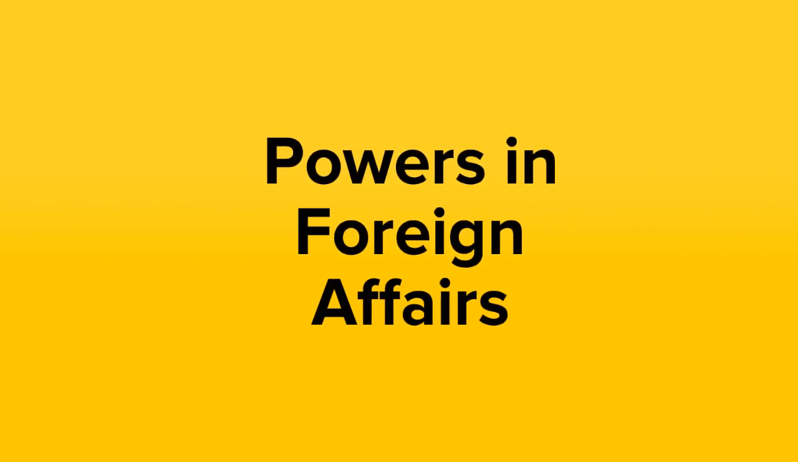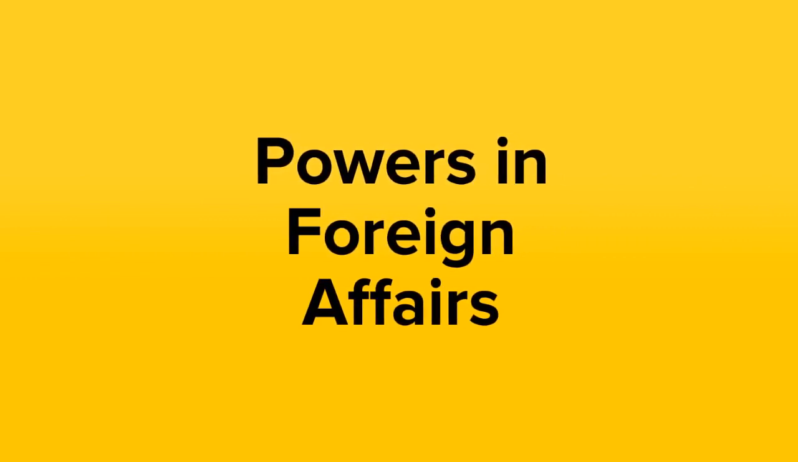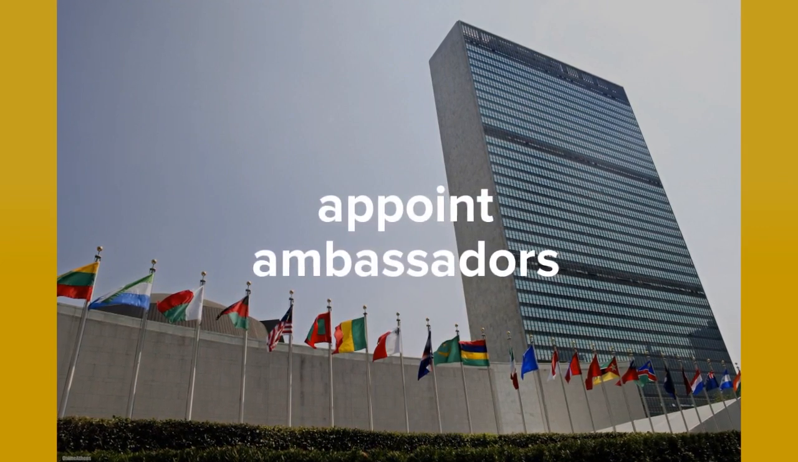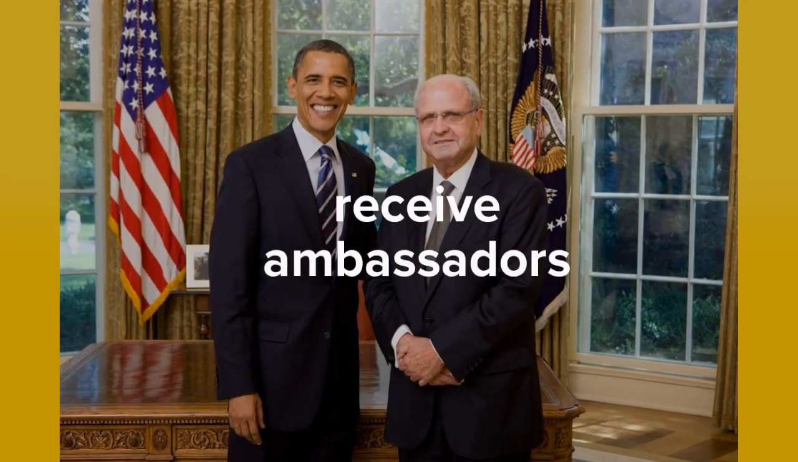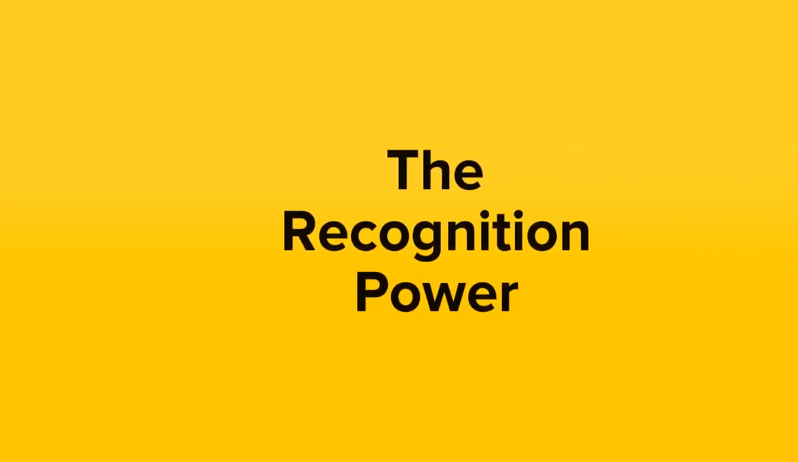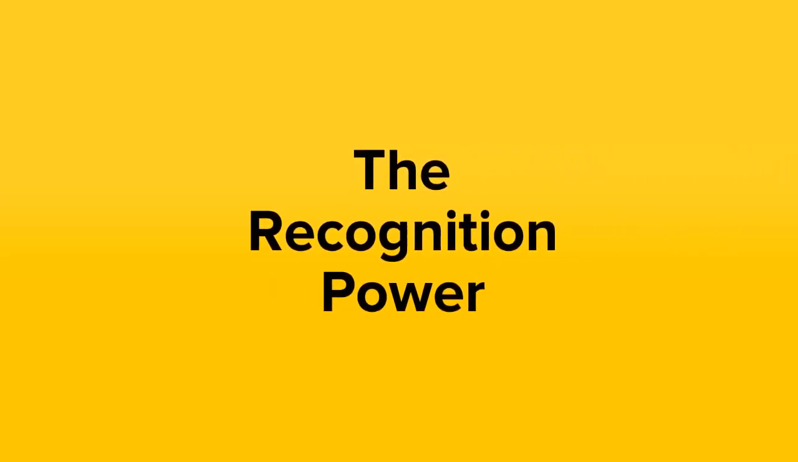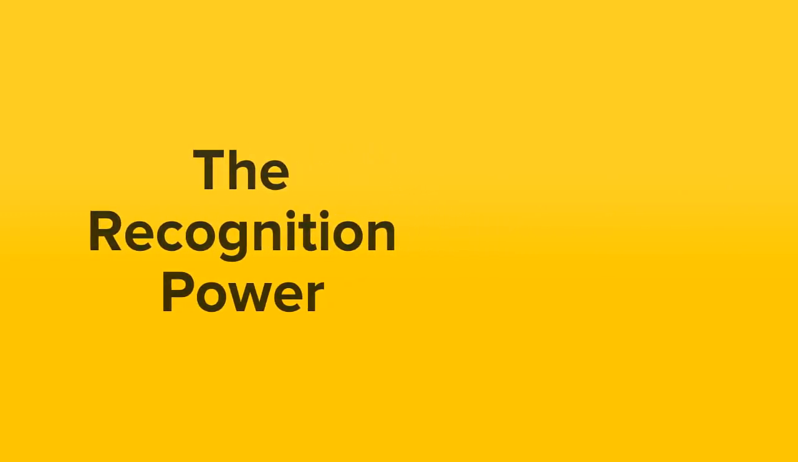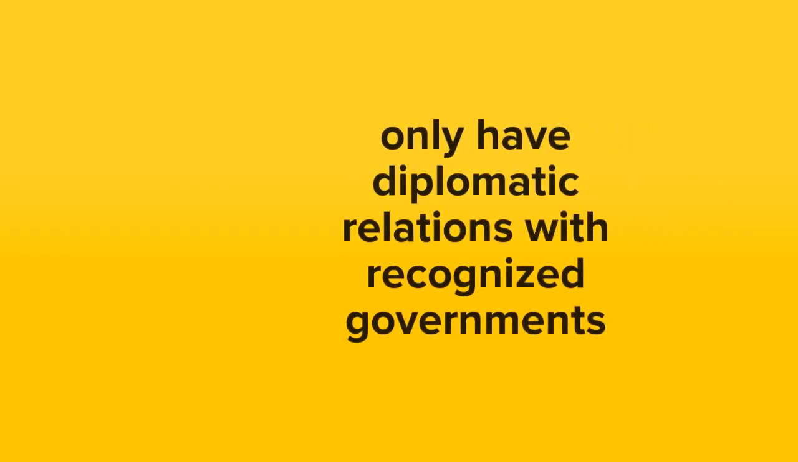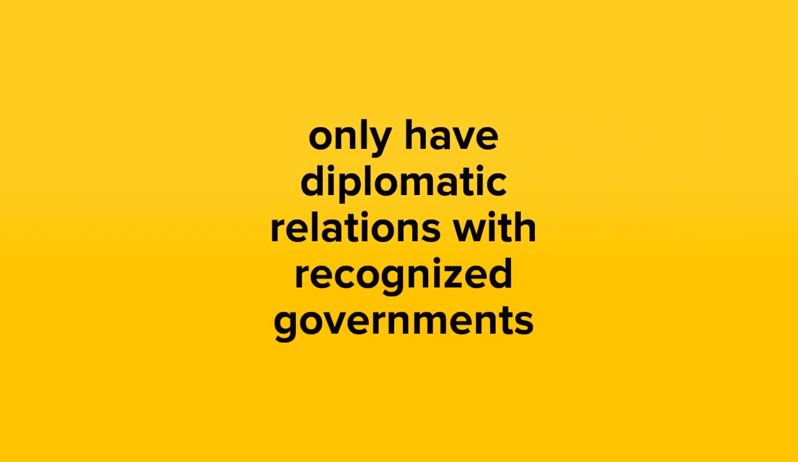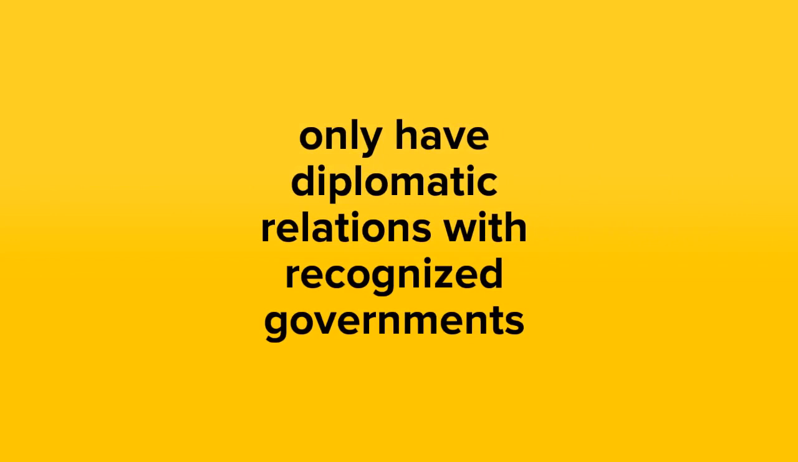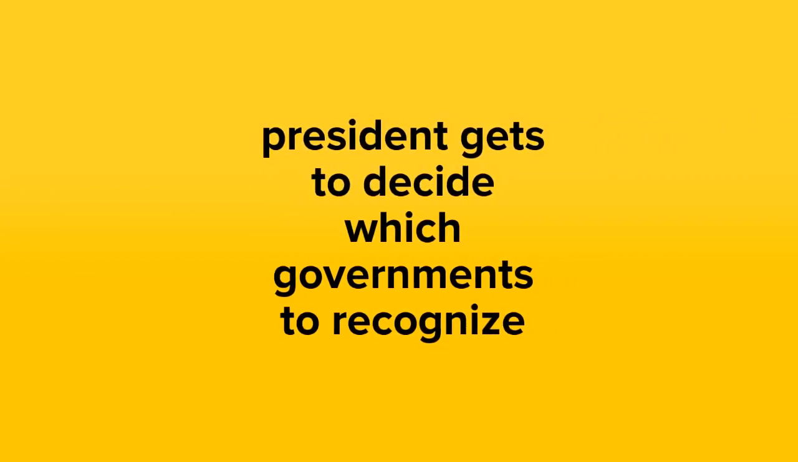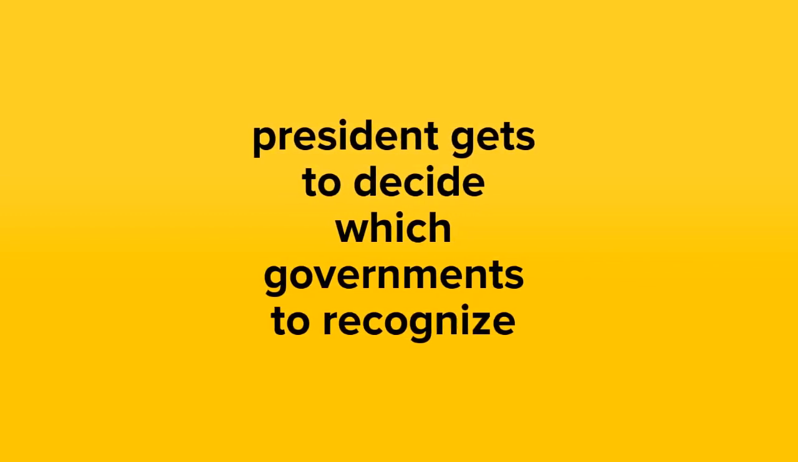Now let's consider the specific powers that the president possesses in the area of foreign affairs. The Constitution gives the president the power to appoint ambassadors, as well as to receive ambassadors. As a result of the previous two powers, presidents also possess the very important recognition power, although it's not stated expressly in the Constitution. Simply put, the United States can only have diplomatic relations with governments that it recognizes as being legitimate. And presidents have the sole power to decide which governments to recognize and which governments not to recognize.